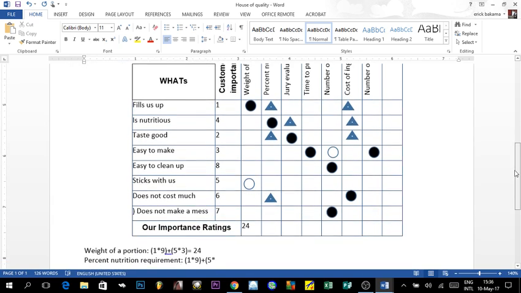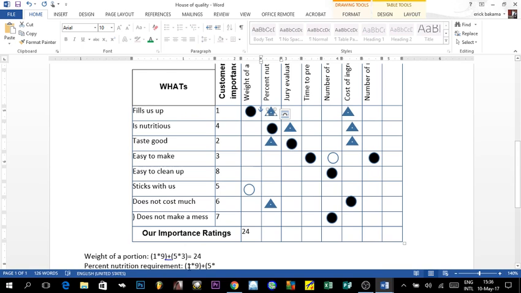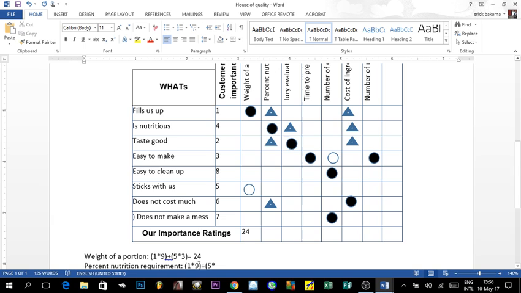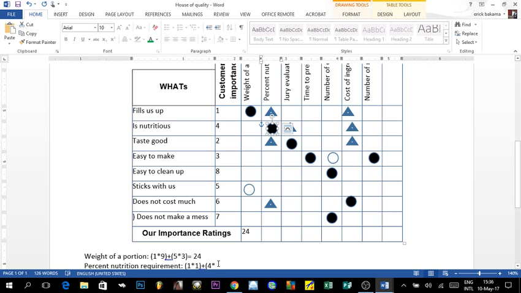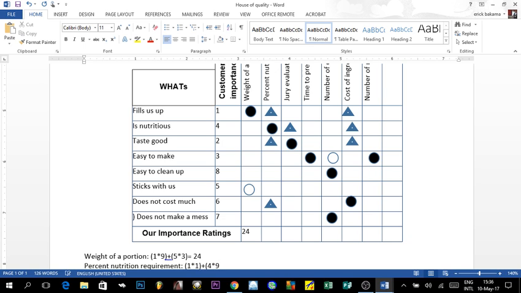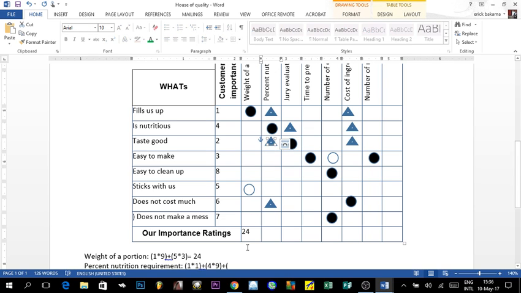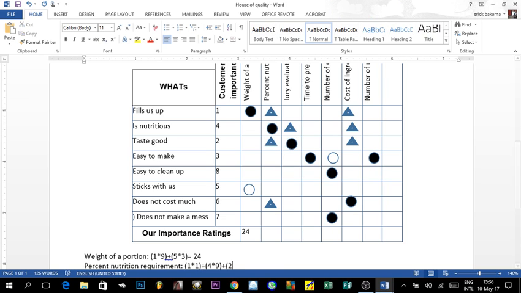No, sorry, we are working with this part here, so it must be 1, and we multiply by the triangle, the value is 1. And the second part is the nutritious, which has a rating of 4, plus this symbol here, which has a rating of 9, plus we open our bracket, and then we have the taste good as a rating of 2, that we are going to multiply by this symbol here, which is 1, plus that does not cost much as a rating of 6, that we multiply by 1.